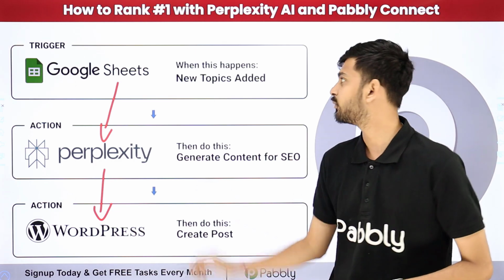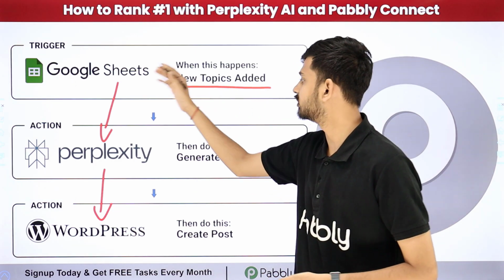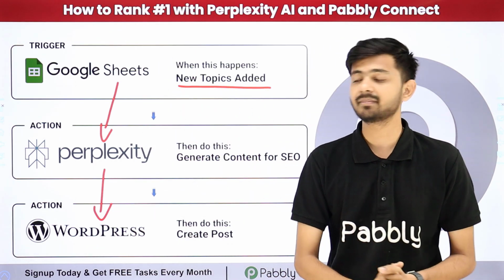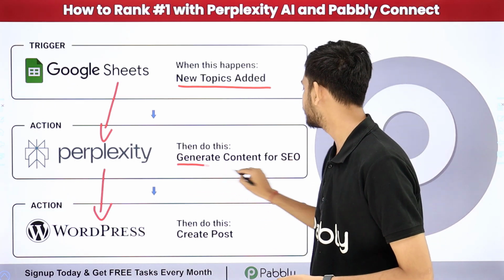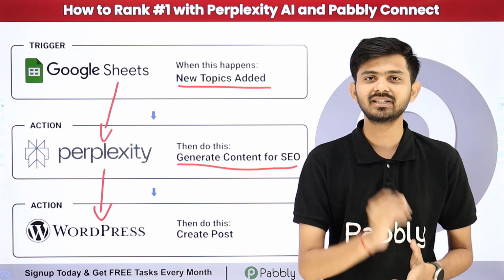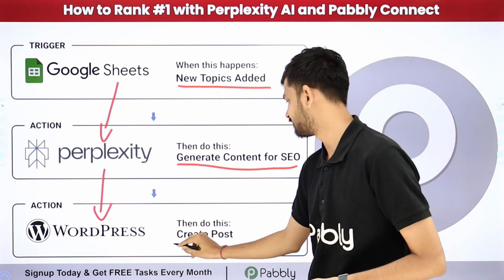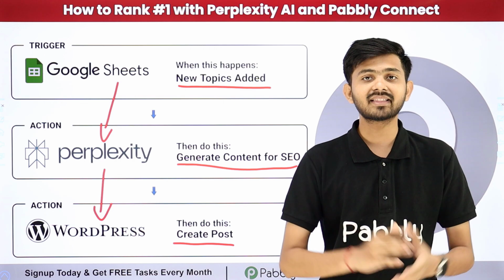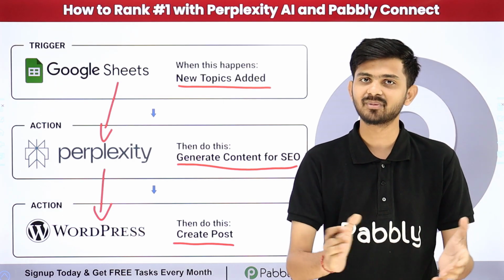With Pabbly Connect, whenever I add a new topic in my Google Sheet, then automatically by using Perplexity AI, I'm going to generate the content for SEO, and after generating that content, I'm going to post a new blog on my WordPress account. So how am I going to build this connection? For that, let me take you to my computer screen.